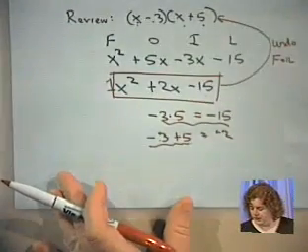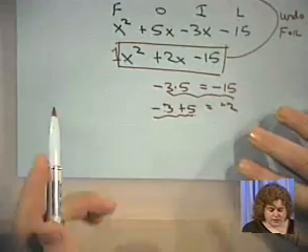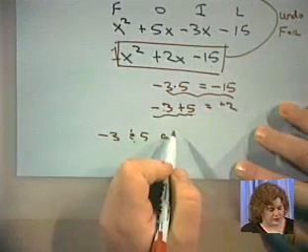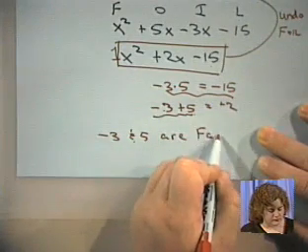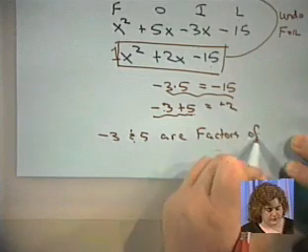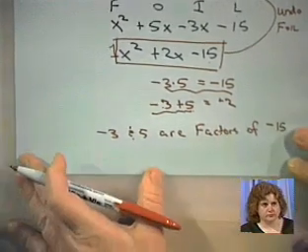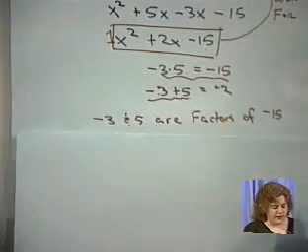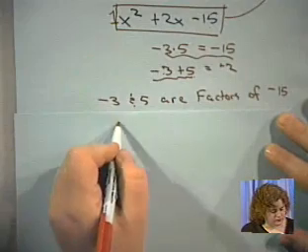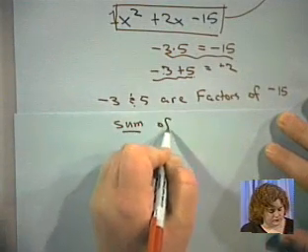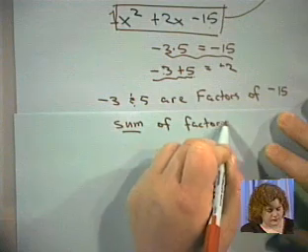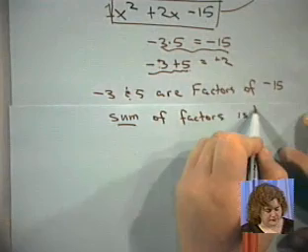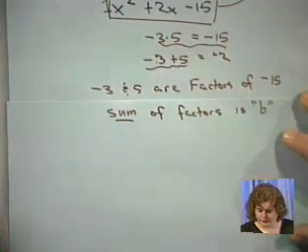It's just in one case we multiply, and in the other case we add. So what we're looking at in this pattern is that the negative 3 and the 5 are factors of 15. Or rather of negative 15. And that the sum of those factors is the coefficient of the middle term, that b. I'll put the b in quotes there.